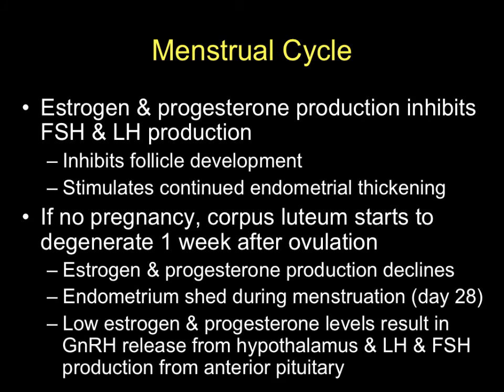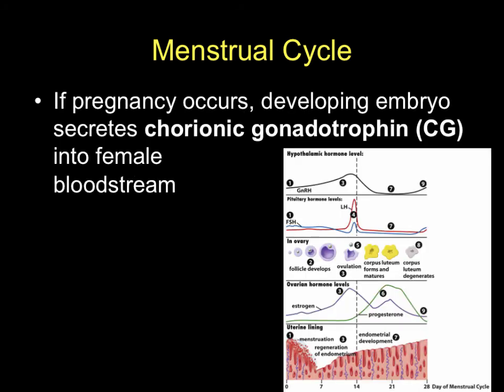So that's day 28. Once that occurs, once estrogen and progesterone go back down again, that's going to allow for the next month's increase in production of GnRH, LH, and FSH, which then begins the next month's cycle. So it kind of repeats after that point in time.